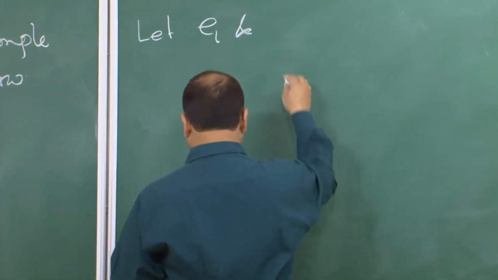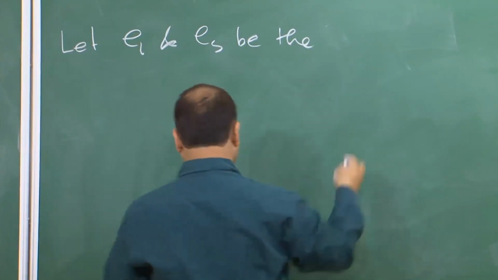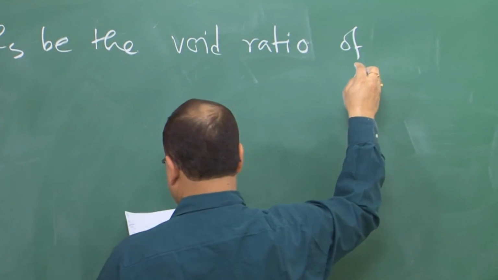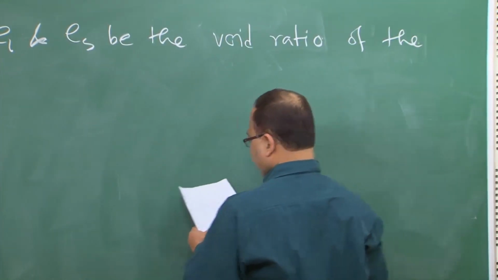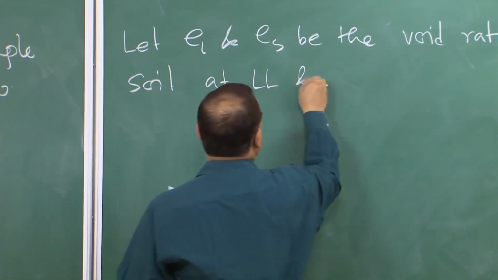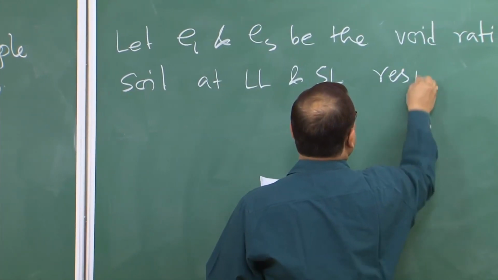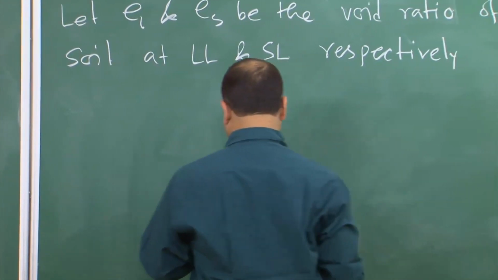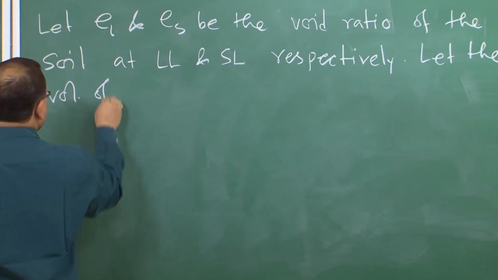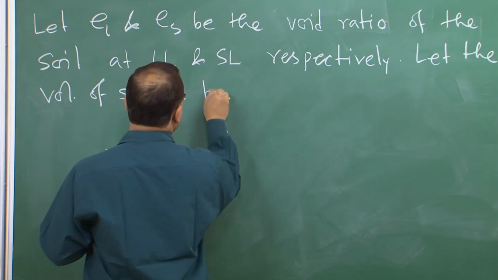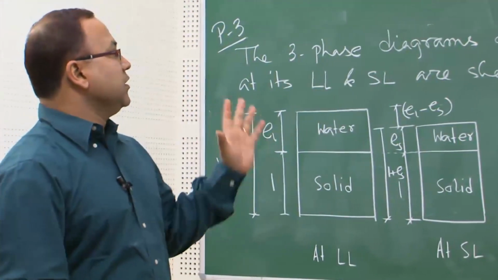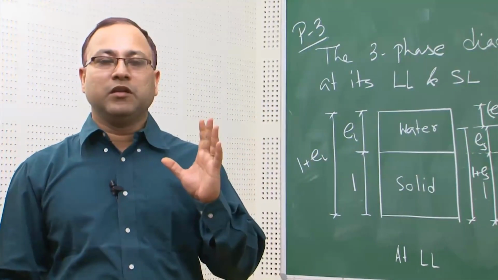Let EL and ES be the void ratio of the soil at liquid limit and shrinkage limit respectively, and let the volume of solids be 1 cc. So we are assuming the volume of solids is 1 cc, the void ratio at liquid limit is EL and the void ratio at shrinkage limit is ES.